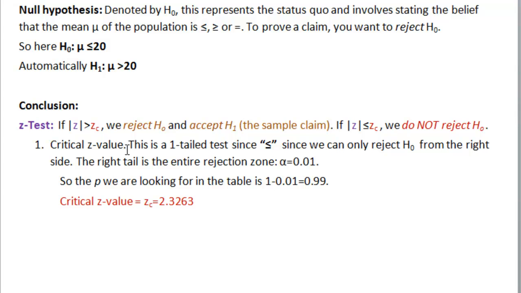Okay, the critical z-value. This is a one-tailed test because our null hypothesis has less than or equal to inside of it, not equals. So that means we can only reject H0 from one side. In this case, we can reject it if it's greater than, so that's the right side. So the right tail is the entire rejection zone, and alpha equals 0.01. So we don't divide alpha in half, and we look for the p-value in the table for 0.99.